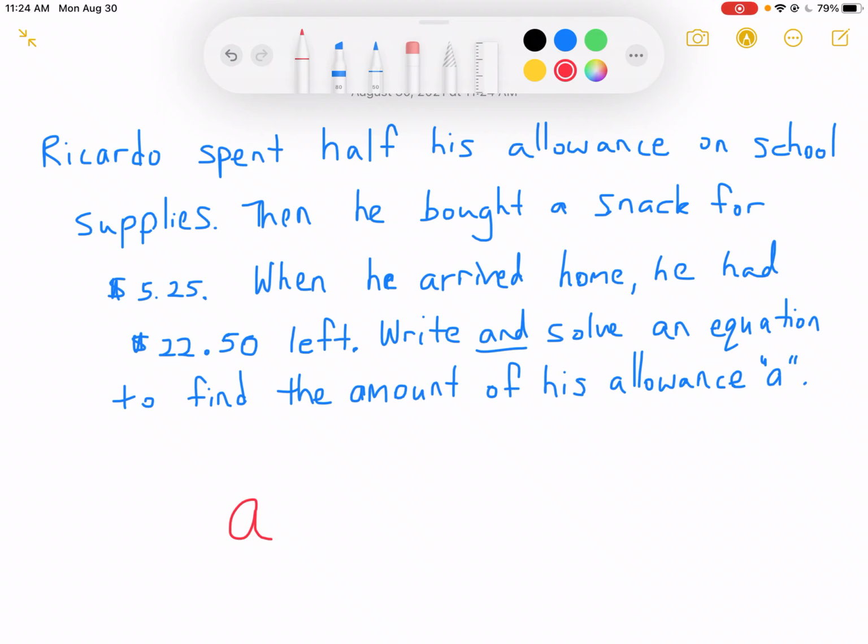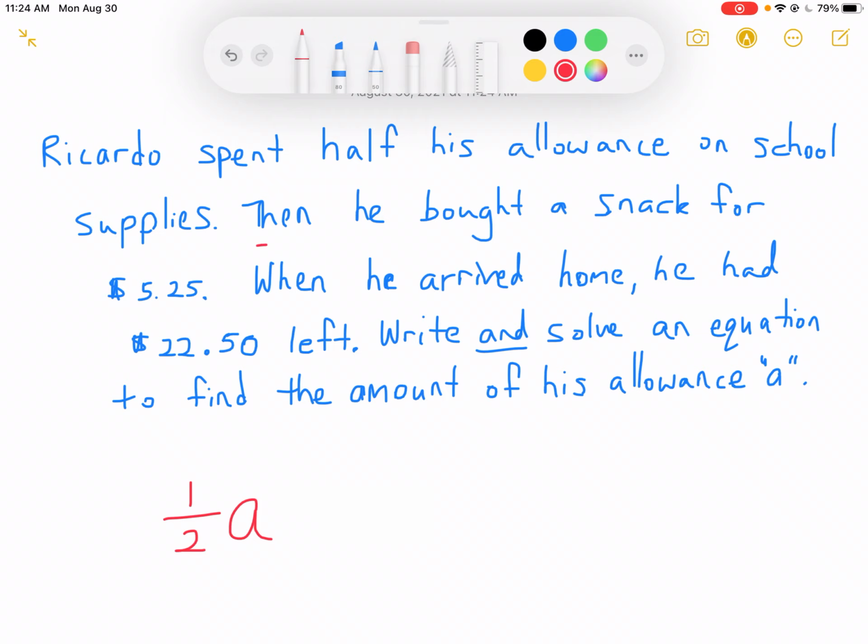So once you have your variable, you want to work back through the story problem and just go in the order that it's presented. It says Ricardo spent half his allowance on school supplies. So if he took this many dollars and then half of that went towards school supplies, we could say 1/2 times the amount. Okay, so if he started with $40, 1/2 times 40 is $20. He must have spent $20 on school supplies. That's just an example, but it sometimes helps to use numbers rather than variables.